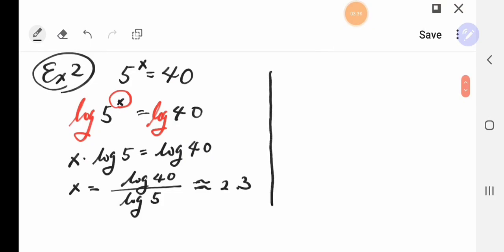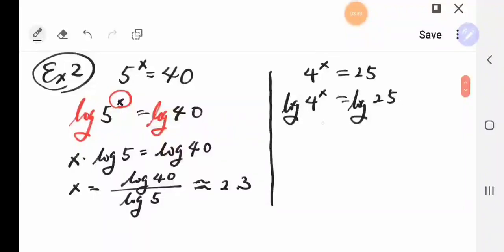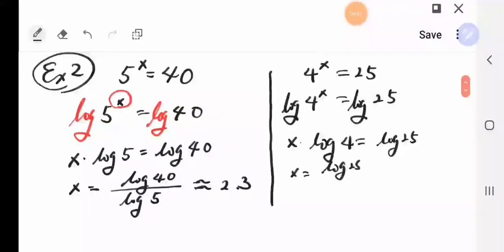Okay, let me try another example similar to this. So if we have 4 to the x is equal to 25, then take logarithm on both sides, log base 10. Then the exponent x moves to the front, and then divide each side by log of 4. Yeah, 25 is 5 squared, so you can move the square to the front, but we need to know the value of logarithm of 5. Anyway, since we are using a calculator, you will find some number for this.